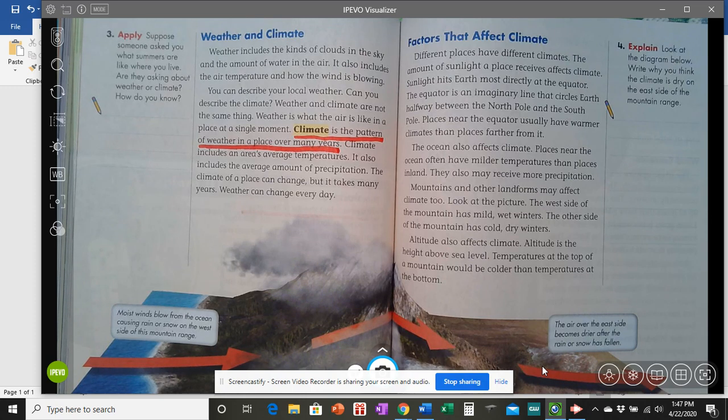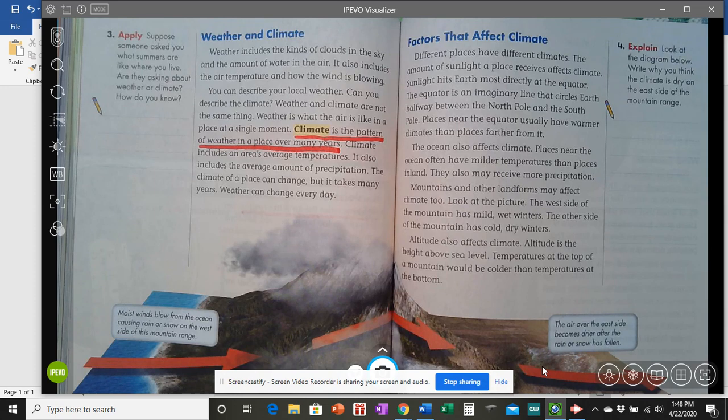Factors that affect climate. Different places have different climates. The amount of sunlight a place receives affects climate. Sunlight hits Earth most directly at the equator. The equator is an imaginary line that circles Earth halfway between the North Pole and the South Pole. Places near the equator usually have warmer climates than places farther from it.